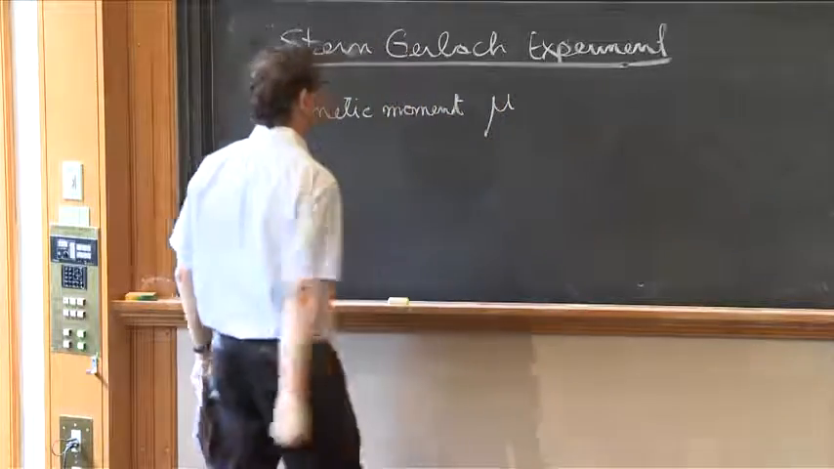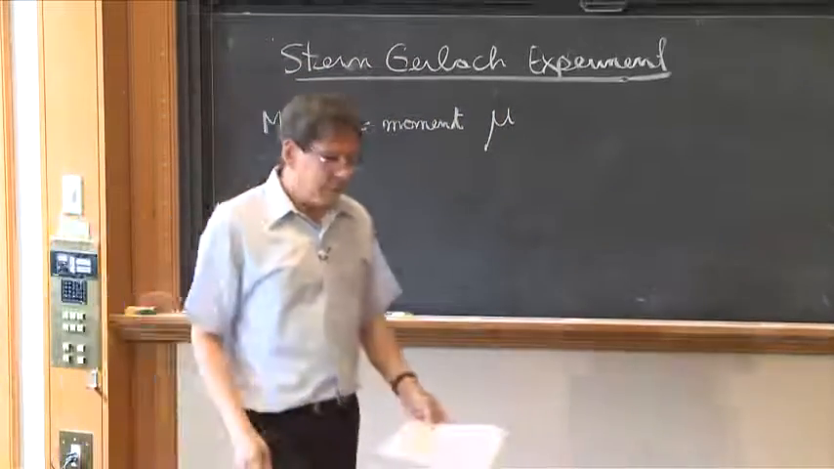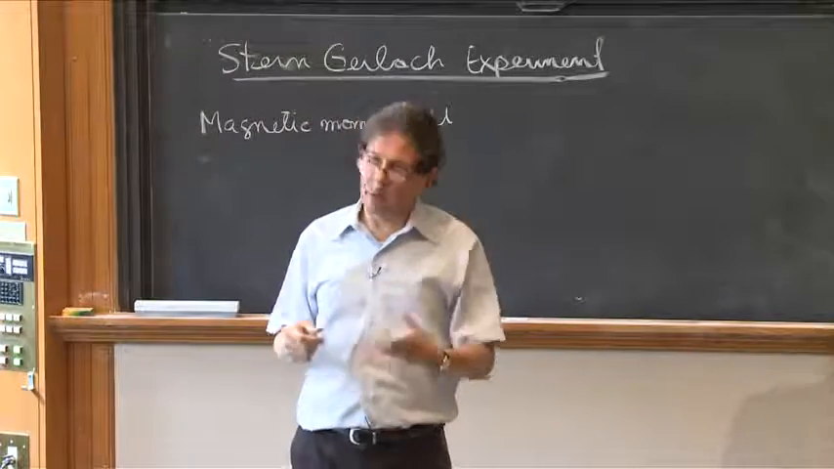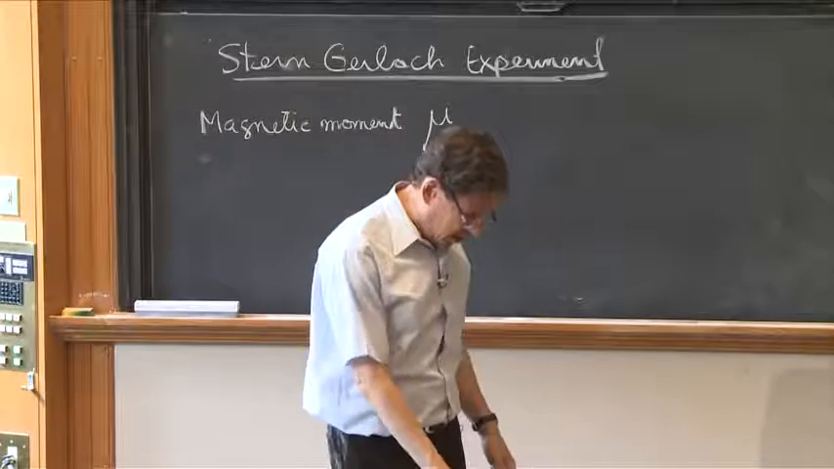Magnetic moment mu is the magnetic analog of an electric dipole. A mu is called a magnetic dipole. You say it has a magnetic moment.